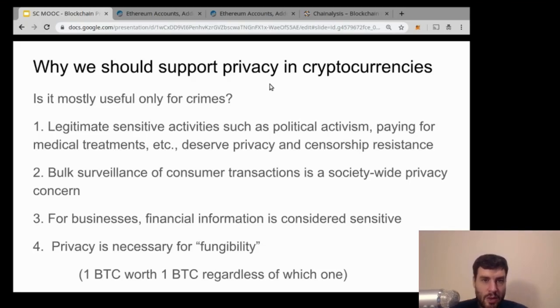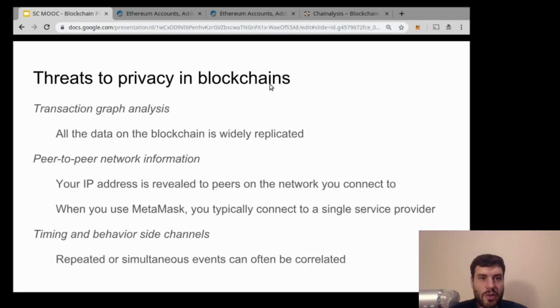cryptocurrencies, even though by default, at least in the case with Ethereum and other major cryptocurrencies today, we don't get very much of it. Now, so far we've talked about transaction graph analysis and the idea of using the blockchain data to track information in accounts. But I just want to point out that that's only one of the kinds of sources of information that might threaten confidentiality and privacy. All right, there's also information on the peer-to-peer network itself.